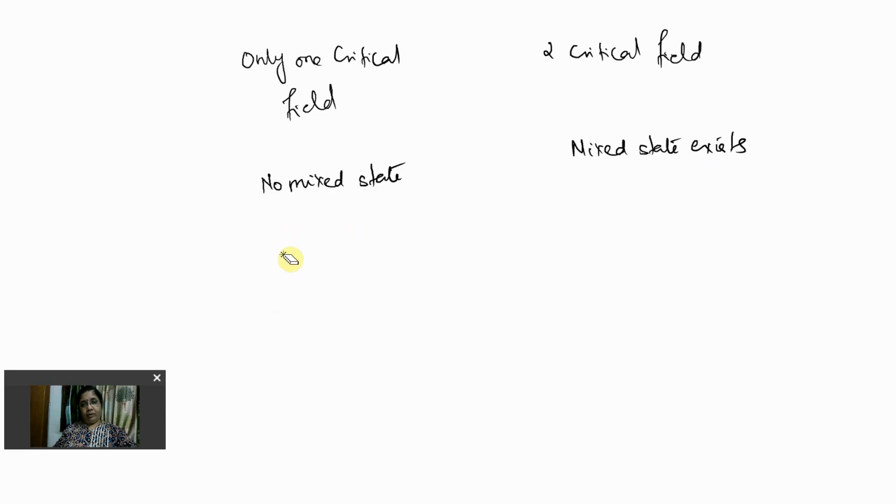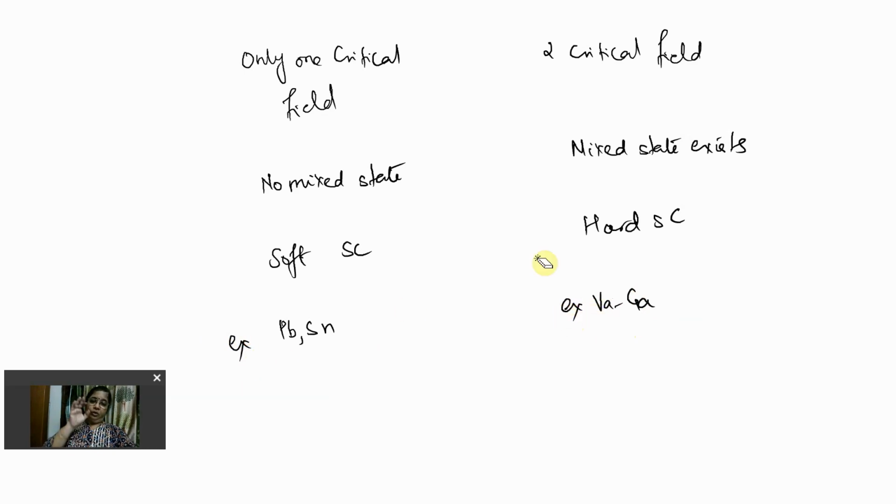And then you can probably say these are known as soft superconductors. These are known as hard superconductors. And you can then end with examples: lead, tin. Okay. And here mostly there are alloys, vanadium, gallium. So we can end with examples. So if you start with the graph, you can explain all the properties of type 1 and type 2 superconductors, right?